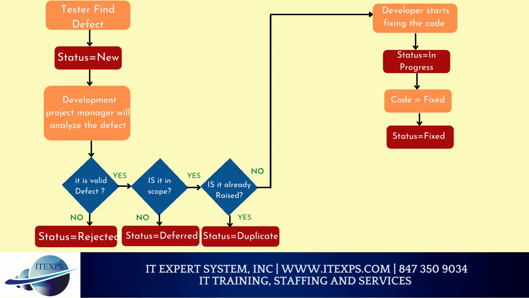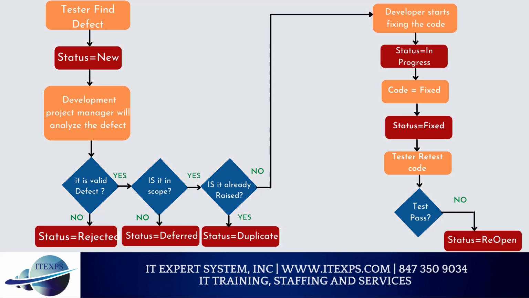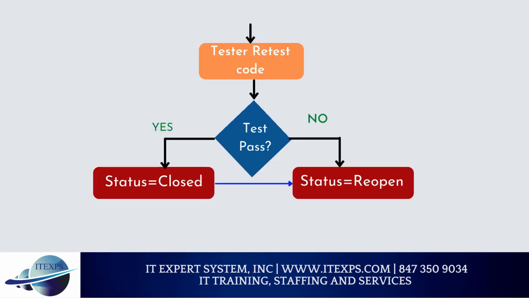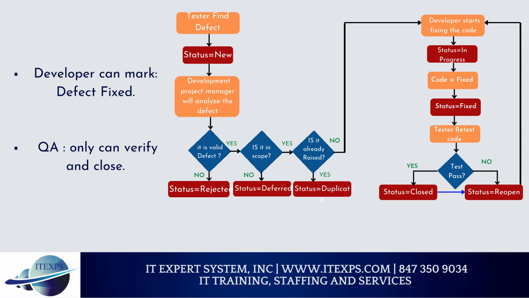Next, the tester will retest the code. We'll check whether the test case passes or not. If the test cases fail again, the defect is reopened and assigned to the developer. In case the test case passes, the defect is closed. Let us consider a situation where during the first release a defect was found and that was fixed and assigned a status closed. During the second upgrade release, the same defect again resurfaced. In such cases, a closed defect will be reopened. A developer can mark a defect as fixed, but only QA can verify and close.